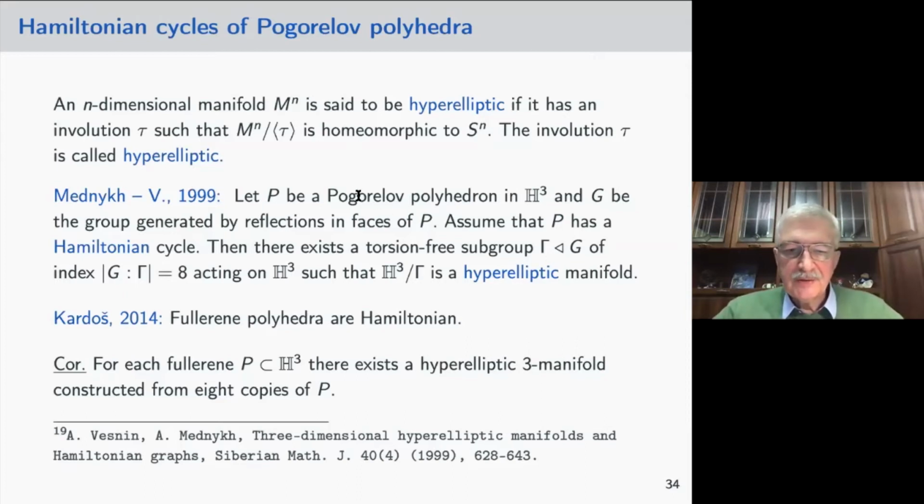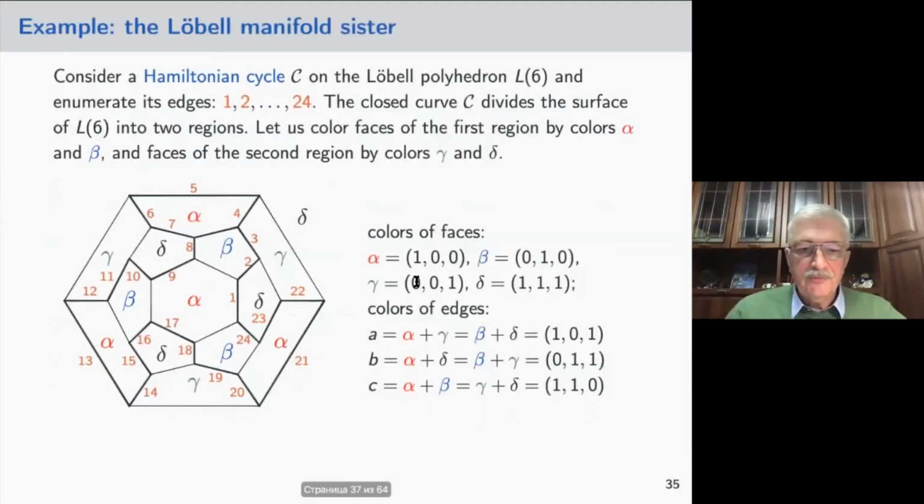So if you start from a Pogorelov polyhedron, and again, G is the group generated by reflections, and now assume that our polyhedron has a Hamiltonian cycle. So the graph of this polyhedron has a Hamiltonian cycle. Then there is a subgroup of index 8 in our group of reflections, such that the quotient by this group is a hyperelliptic manifold. So it's homeomorphic to a three-dimensional sphere, but there is some singularity which gives us not a link. And I present you an example of how to find it.